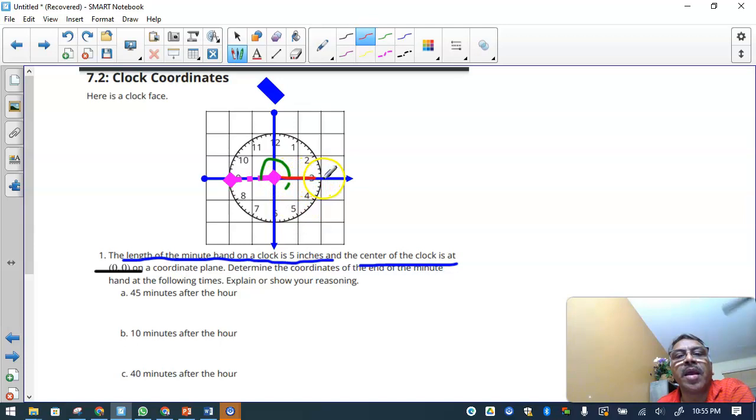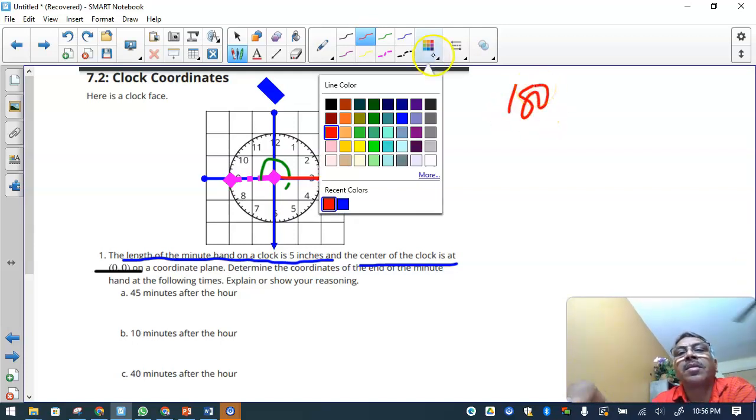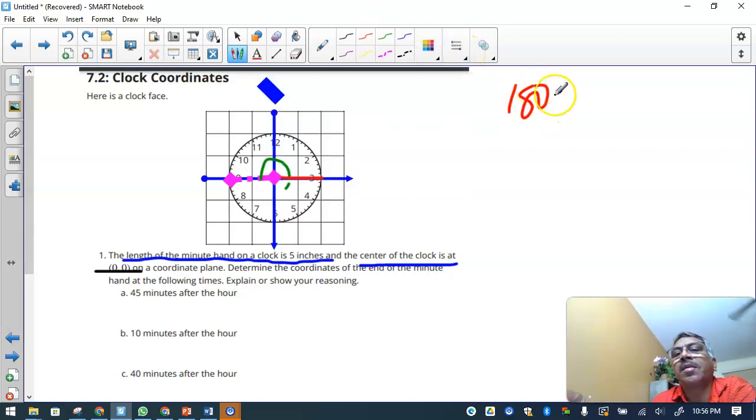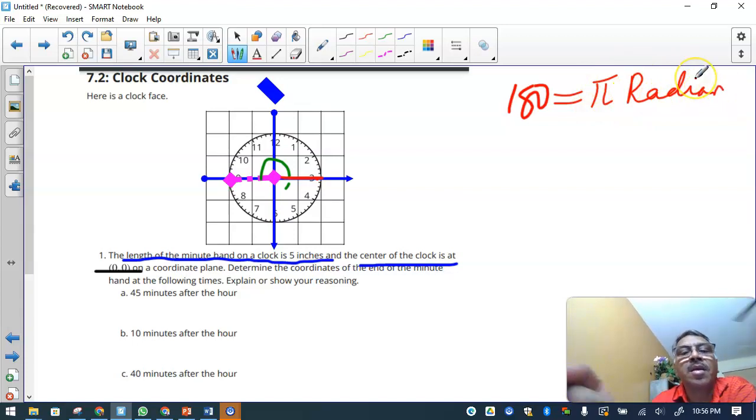See, the angle that is getting formed here is 180 degrees. Remember, 180 degrees is just pi radians. So this angle is pi, but because it is exactly on the negative side of the x-axis, and the length is 5 inches, this is minus 5 comma 0, and you're done. That's all they're asking you.